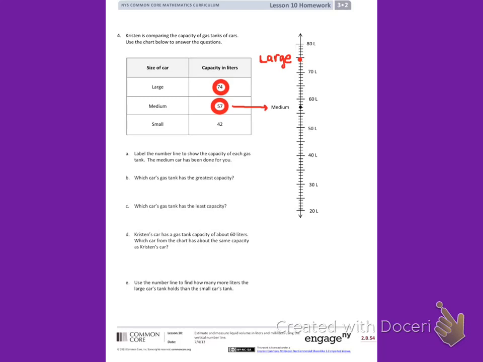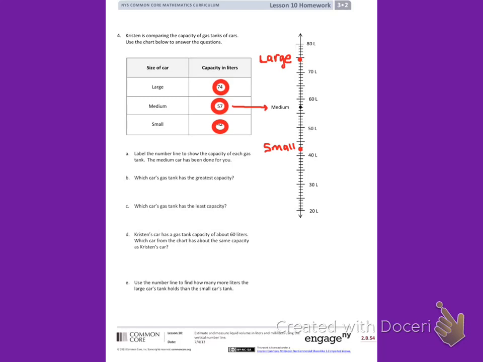Looking at the chart, I can see that the small car's capacity is 42 liters. I know that 42 is near the number 40, so I'll go ahead and start with 40 and count up 2 spots. 41, 42, and I'll put a dot right there. Now I'll label it small. Item A is now done.